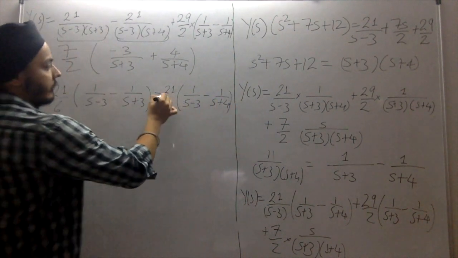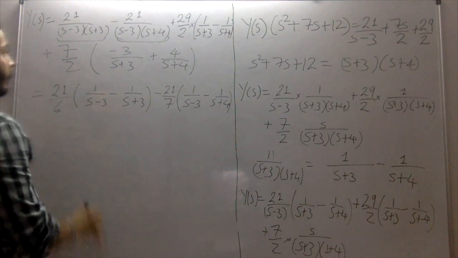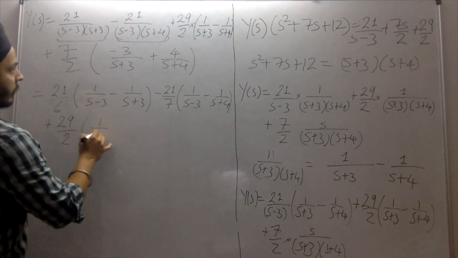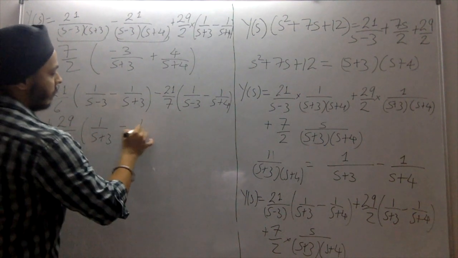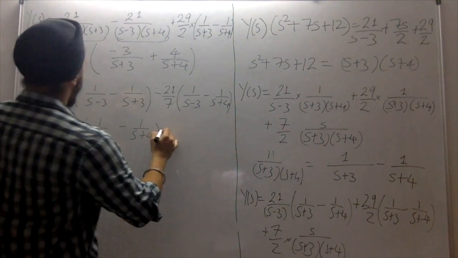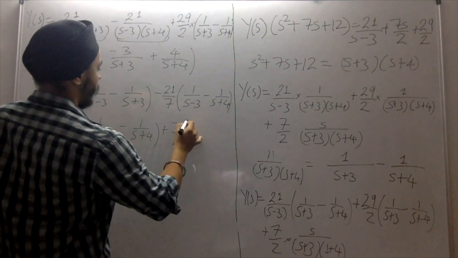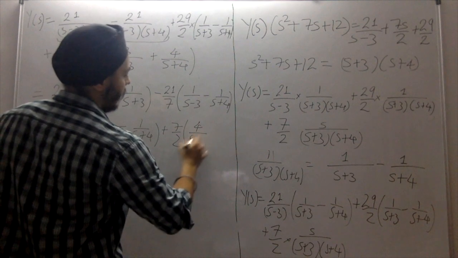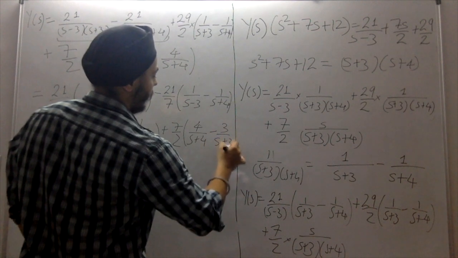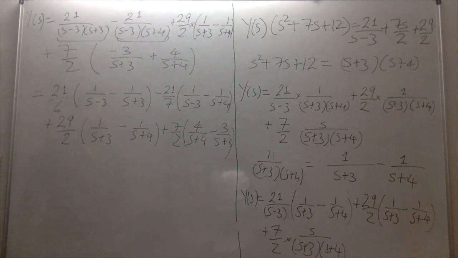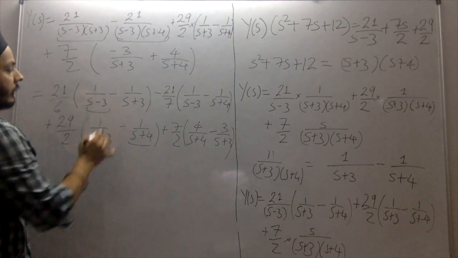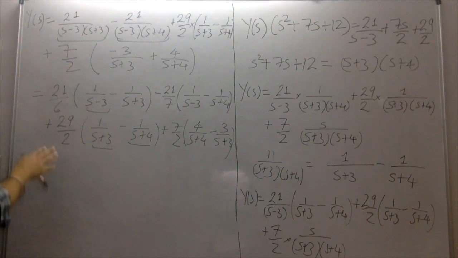Here 7 will come up, hence we will divide by 7, plus 29 over 2 times (1 by s plus 3 minus 1 by s plus 4), plus 7/2 times (4 by s plus 4 minus 3 by s plus 3). Now we have three terms here: s plus 4, s plus 3 and s minus 3. Let us take those terms out.